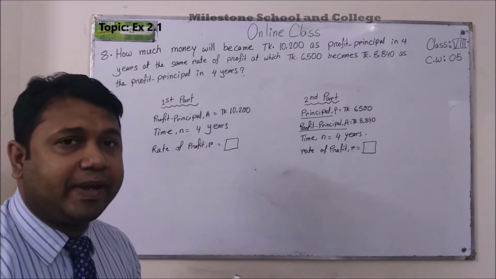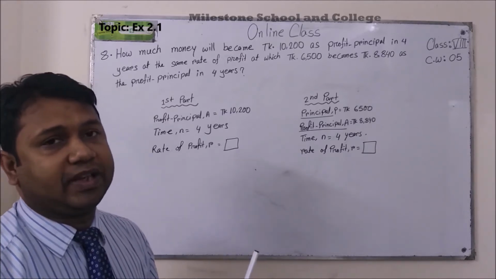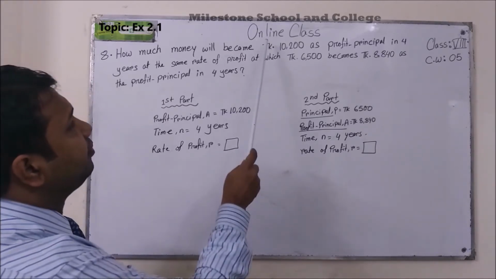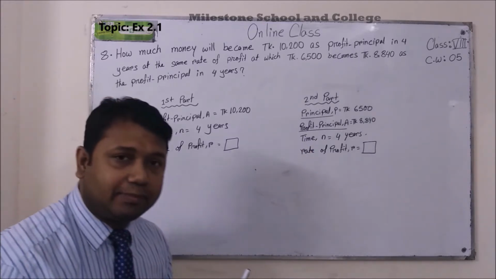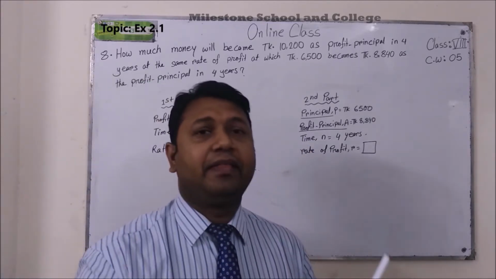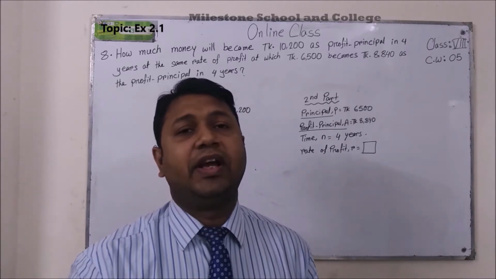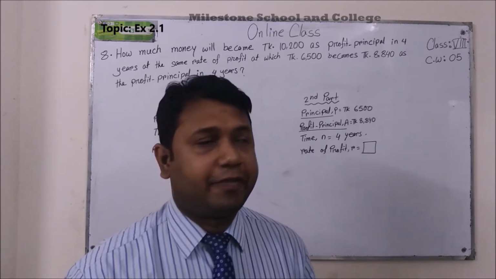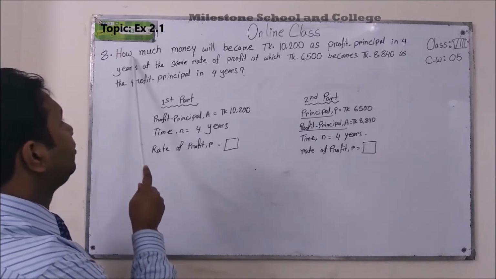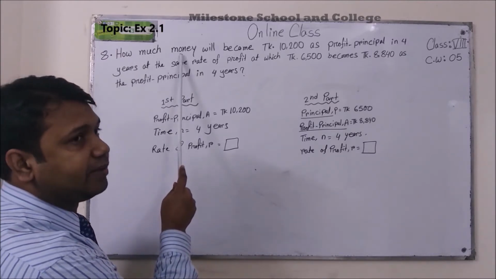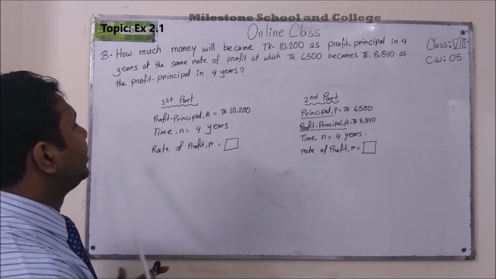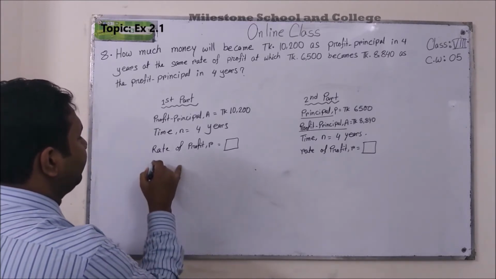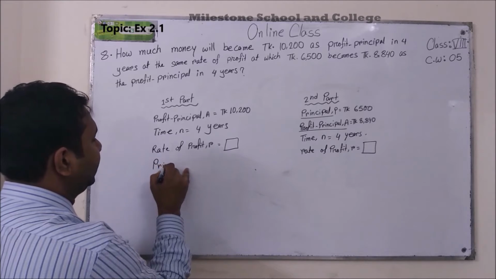So what is actually meant by became? The principal, the capital, became what? It became the profit principal. That means if you invest some money, that is your principal. After some time, that money will become the profit principal. So the question told you to find out how much money, that means the principal. So in the first part it is told to find out the principal. So we have to find out the principal.